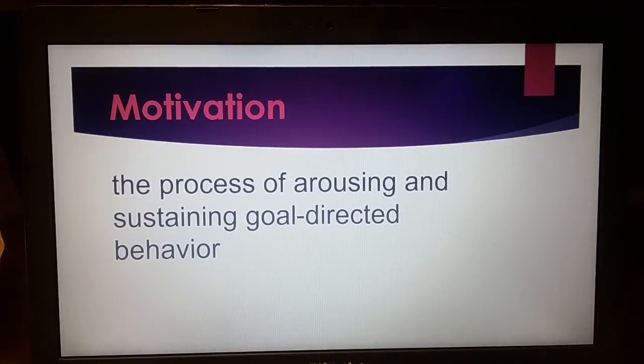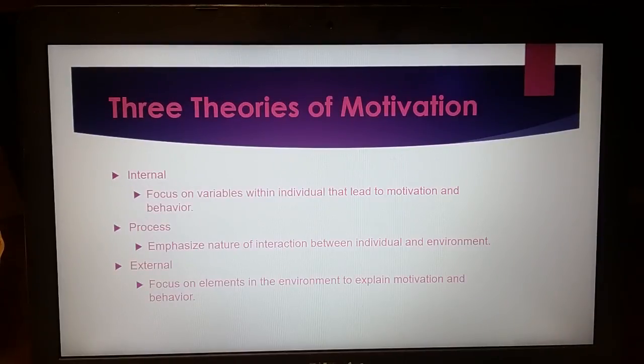Motivation is the process of arousing and sustaining goal-directed behavior. So keeping motivated. And essentially there's 3 theories of motivation: internal, process, and external. Internal is things within yourself that will encourage you to work. Need for money, that kind of thing. Process is the actual being there, the idea that you really enjoy the work itself. And external are external rewards.